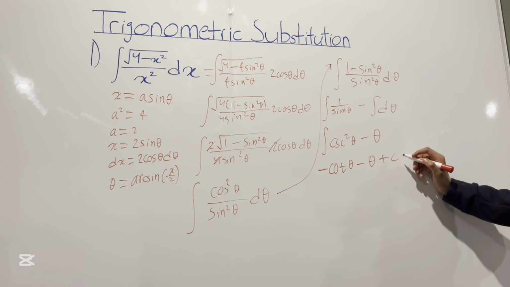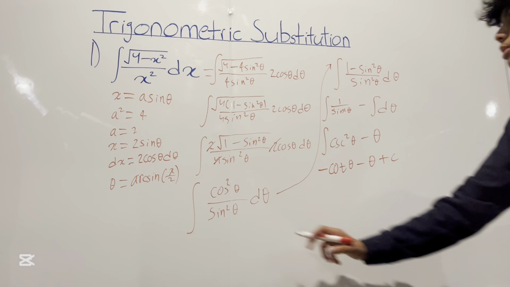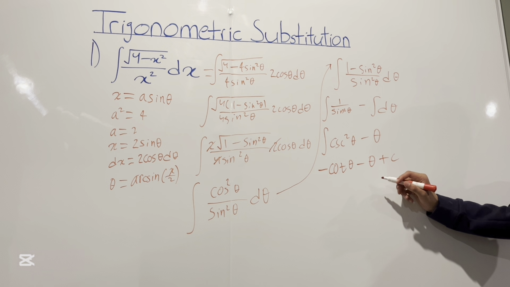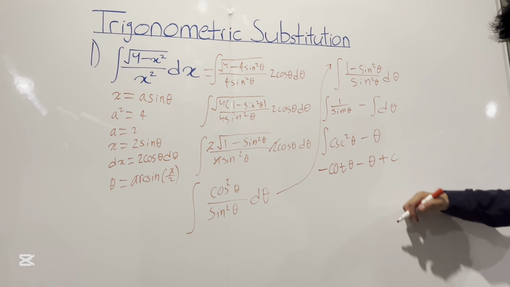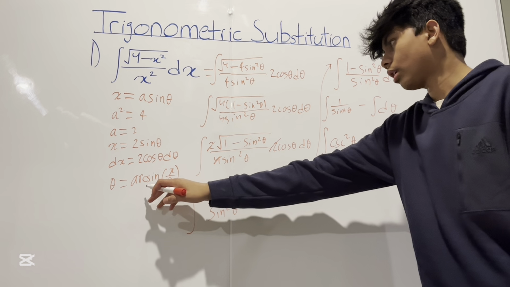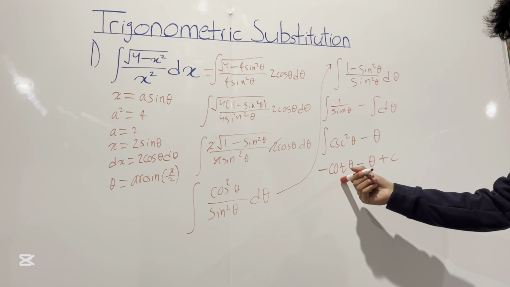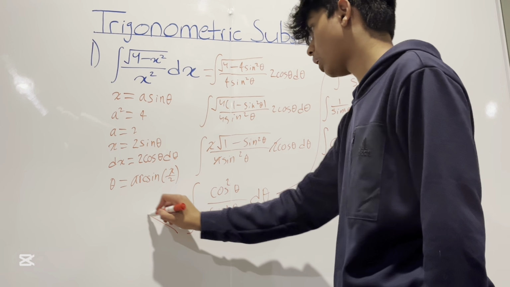But this is not our final answer, because we have our answer in terms of theta and our original function is in terms of x. So we have to figure out how to make this equal to x. First of all, theta we said is just equal to arc sine x over 2, so we don't have to do anything with this. We'll rewrite it later. But here is where we need to draw a triangle.